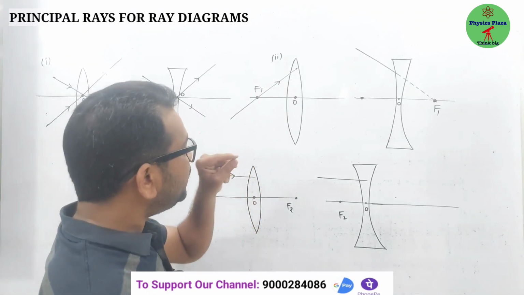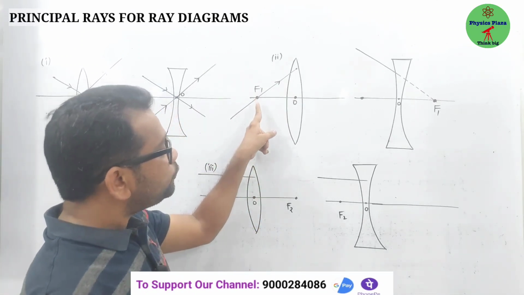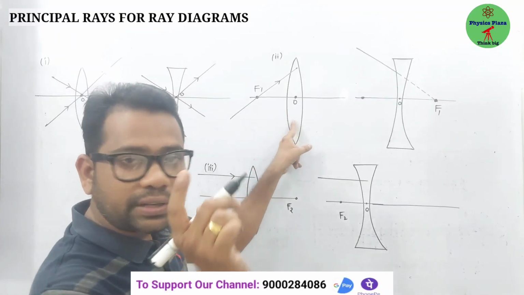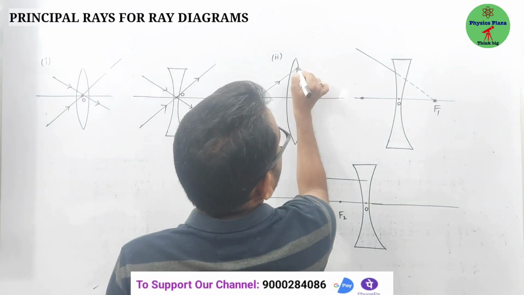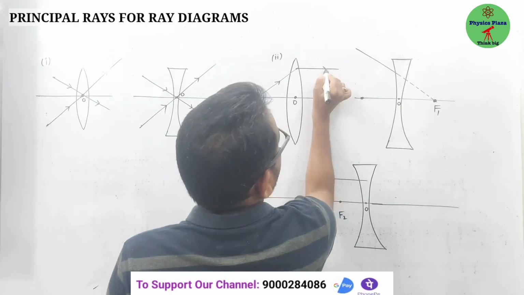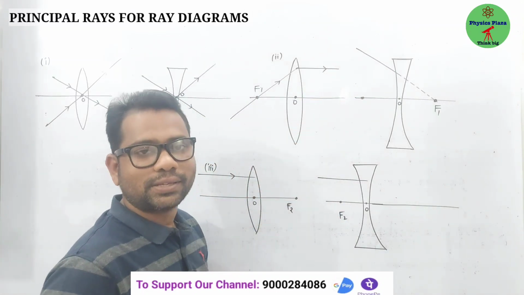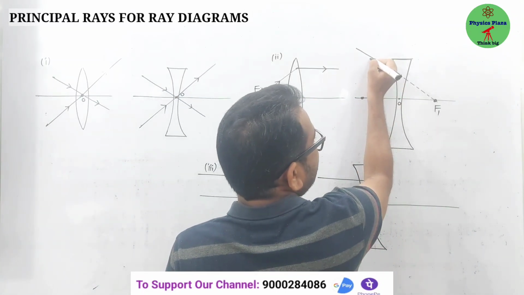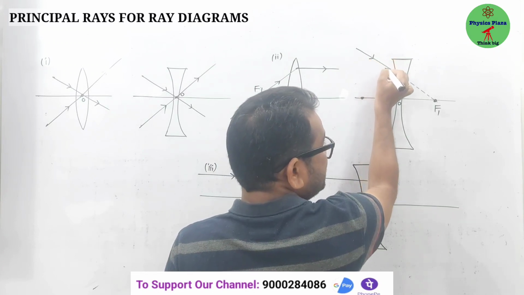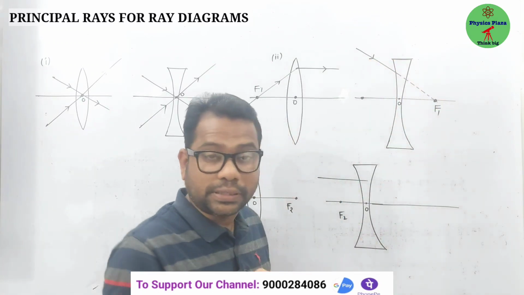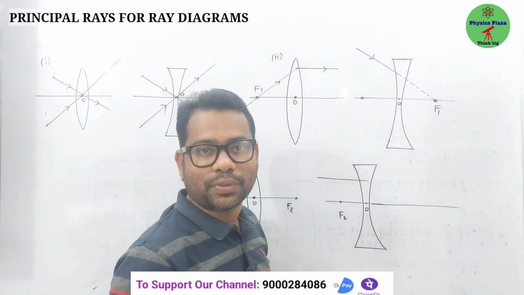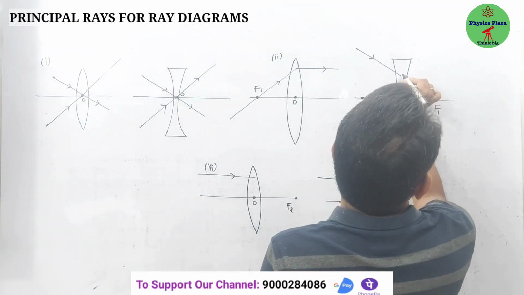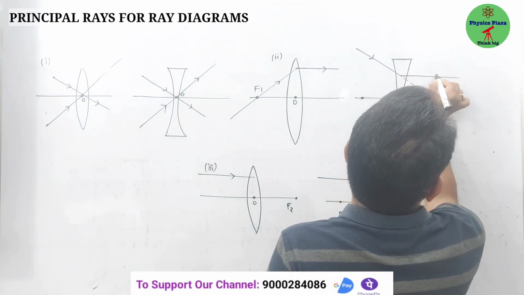Second one. If any light ray passes through the first focus of a convex lens, after refraction it will pass parallel to the principal axis. Whereas for a light ray incident on a concave lens such that it appears as if it passes through the focus, though it is not actually passing, after refraction it moves parallel to the principal axis.